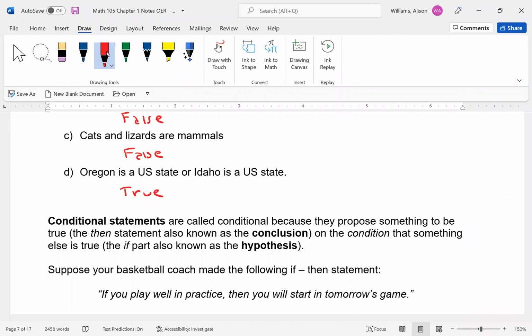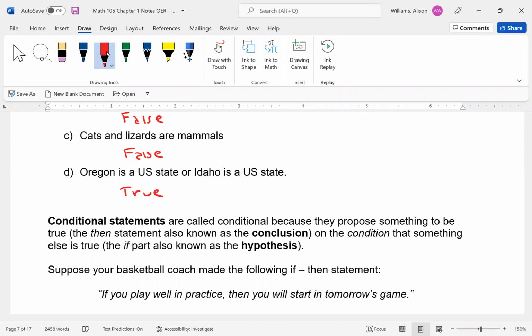So for example, if you play well in practice, then you will start in tomorrow's game. So the idea is that if the first part happens, then the second part will happen. The second part follows if the first part follows. So this structure says that if the first part comes true, the second part needs to come true in order for this statement to work.